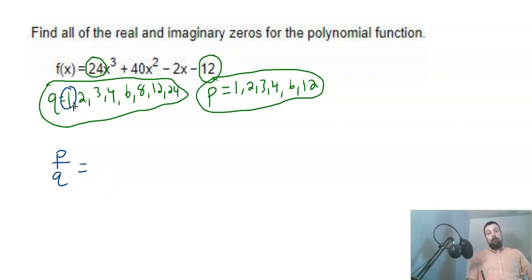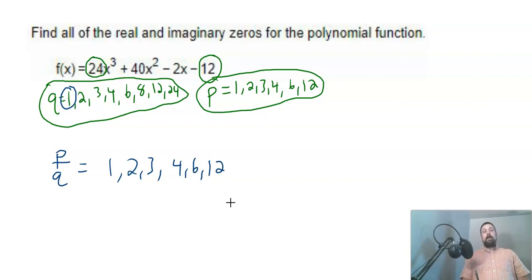So I'll start with 1. We'll take 1 divided by 1, which is 1. 2 divided by 1, which is 2. 3 divided by 1, which is 3. And so you can see what's going to end up happening is we'll get the same numbers that P can equal. We'll get all those numbers again. That takes care of Q equals 1. So these are all the values of P divided by 1.